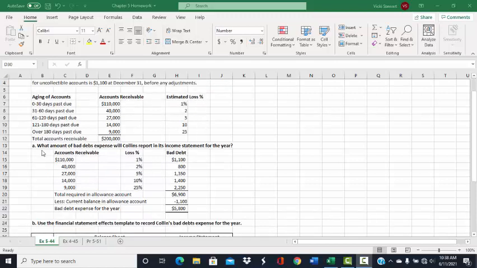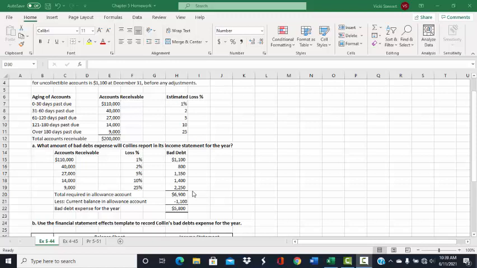So in Part A, it states what amount of bad debts expense will Collins report in its income statement for the year. So to determine the bad debt expense, we need to take each one of the amounts in each category and multiply it by its loss percentage. And we get the amount of bad debts that we expect for each of the categories, and then we add all of those together to get the total amount that we need in our allowance account for the next year.